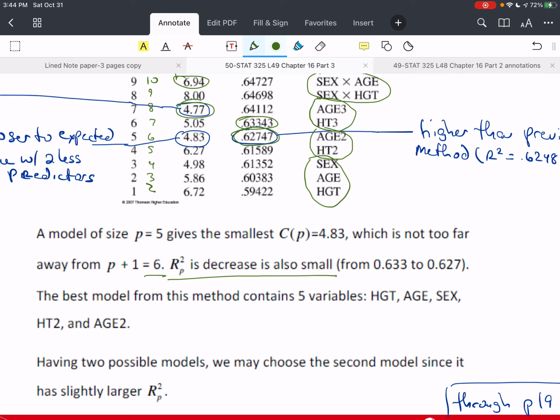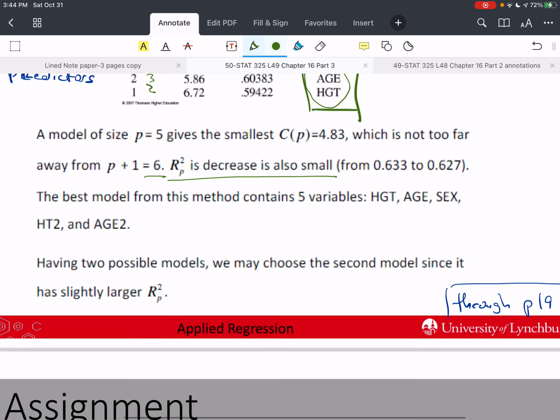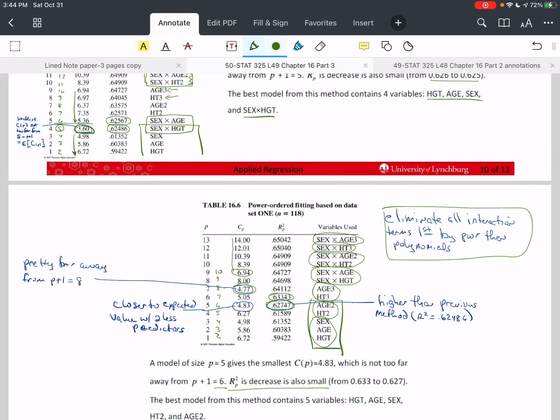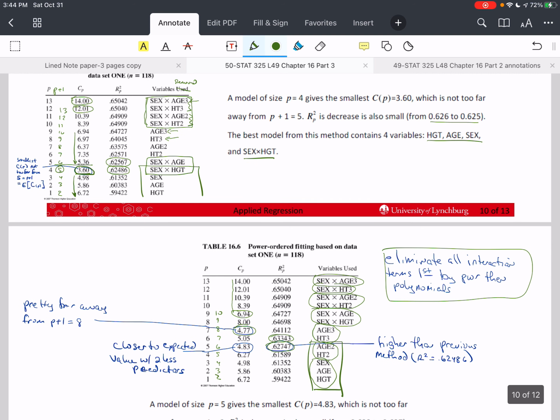And so the best model using this method was here. It has 5 variables in it: height, age, sex, height squared, and age squared. Okay, so that would be our model there. And so we now have 2 possible models, and we can choose the second model since it has a slightly larger r squared value.